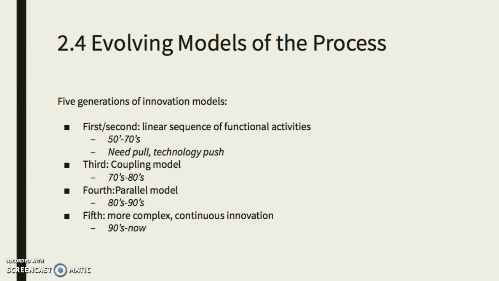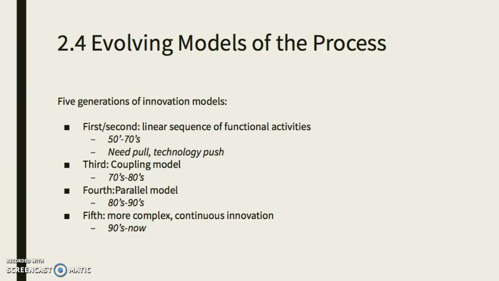The third generation deals with the coupling model, which occurred between the 70s and the 80s. This generation focuses on the effects of feedback between phases of market research and previous linear models, such as the first and second generation.